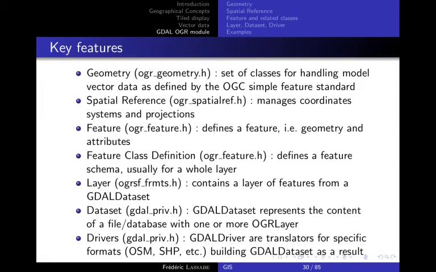Now the dataset from GDAL priv.h represents the content of a file or a database with one or more OGR layers. And finally, drivers, which are also defined in GDAL priv.h, are translators for specific formats, so OpenStreetMap, shapefiles, and so on, and which read a specific format source and build a GDAL dataset as a result. Then you can go through the GDAL dataset to get all the information.